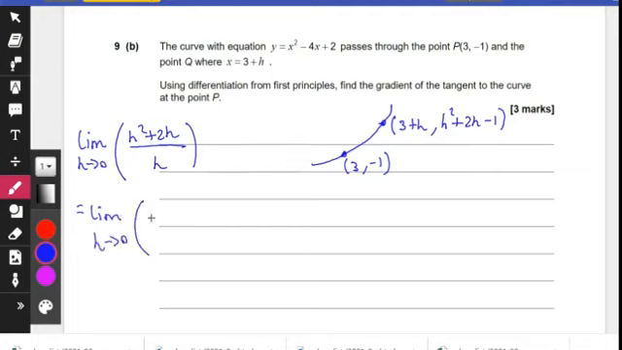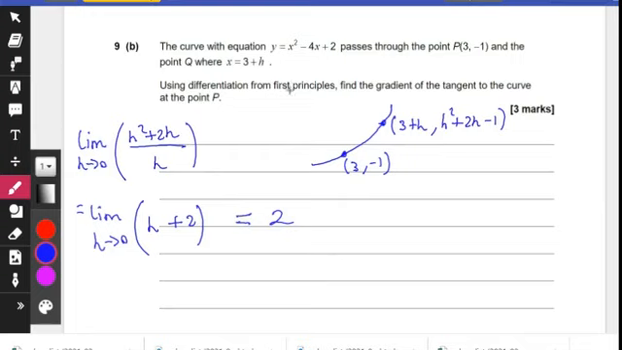h squared divided by h is h. 2h divided by h is 2. And then now we're in a position where we can actually substitute h is equal to 0. And that would give you 2.